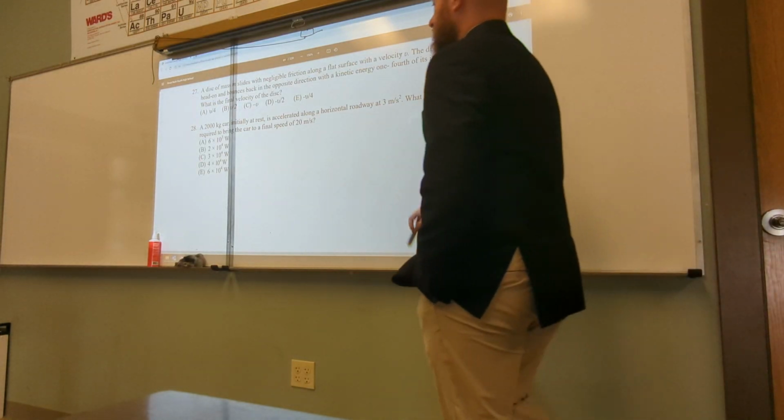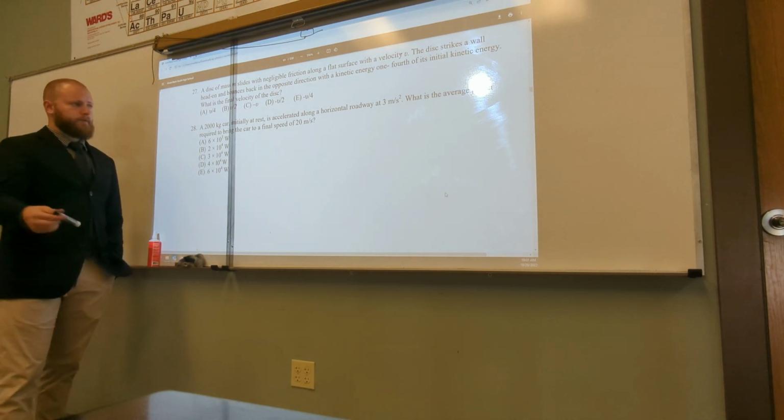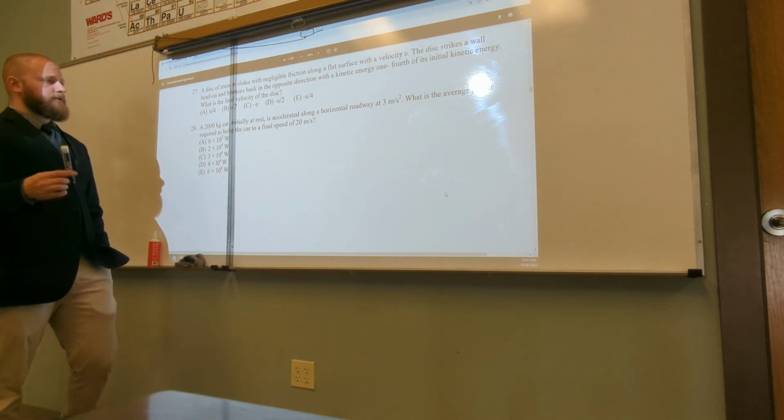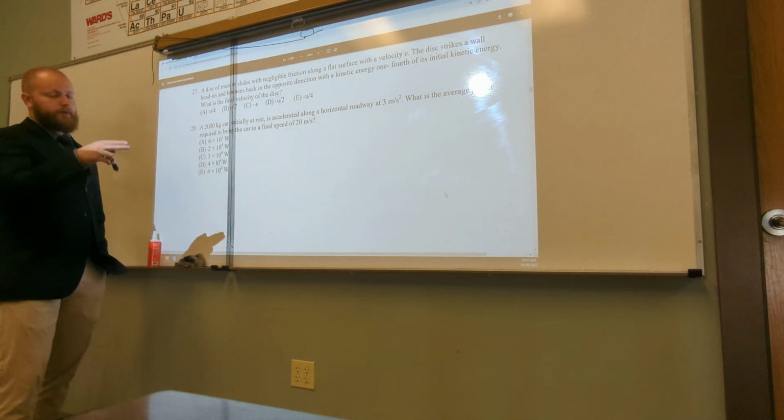Number 28. A 2,000 kg car, starting from rest, is accelerated along a horizontal roadway at 3 meters per second squared. What is the average power required to bring the car to a final speed of 20 meters per second?